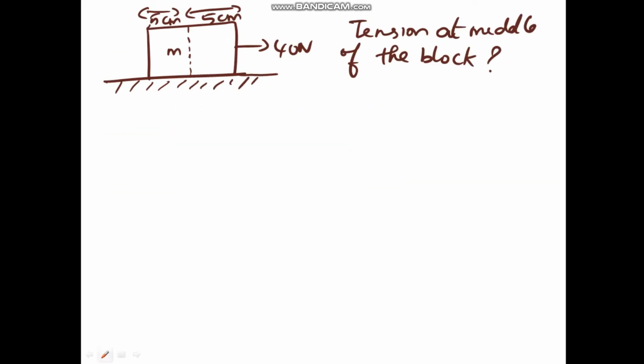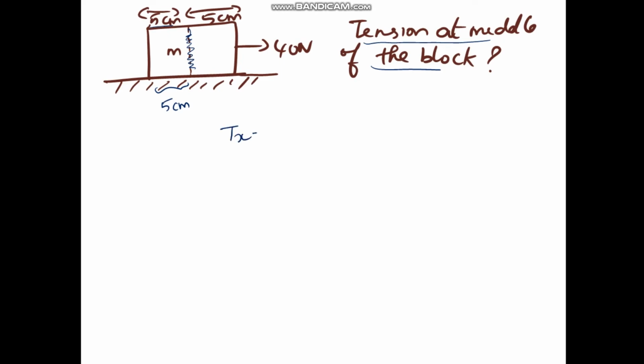Now let us see a numerical based on this concept. They are asking tension at middle of the block. The whole length is 10 cm, so the middle of the block is at a distance of 5 cm from each end. What is the tension at middle of the block?